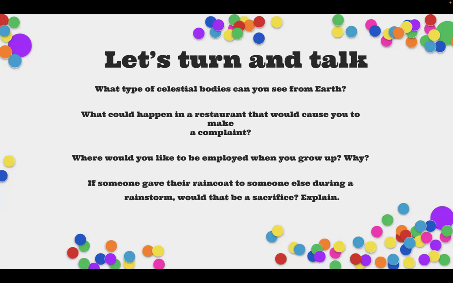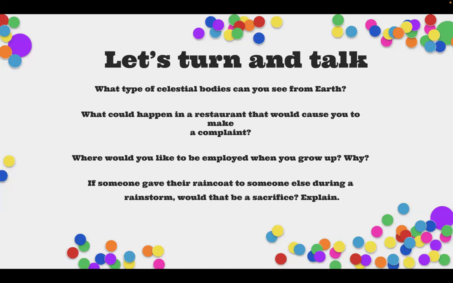Where would you like to be employed when you grow up and why? So I want you to think about your personal interests and what you'd want to be when you grow up and why you'd want to be employed by that place. For example, Miss Little is a teacher and she's employed by Pulaski Elementary. So Pulaski Elementary is Miss Little's employer.